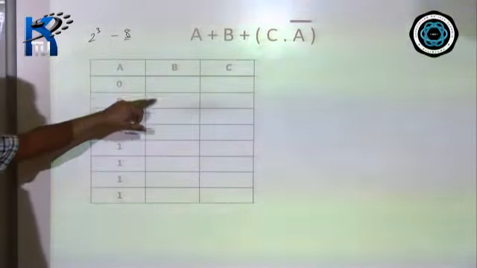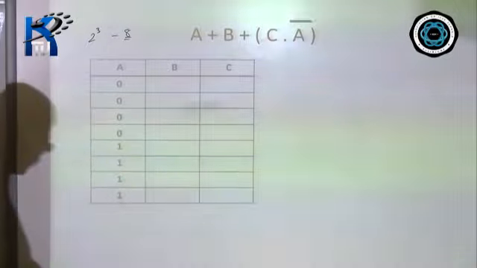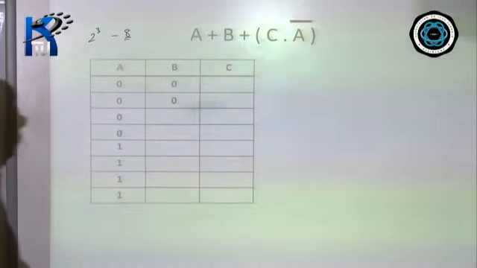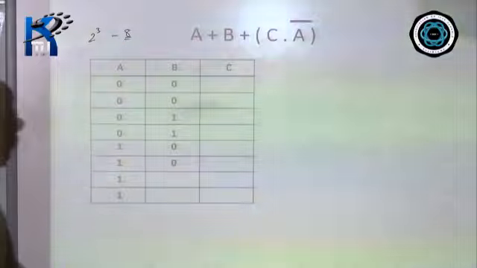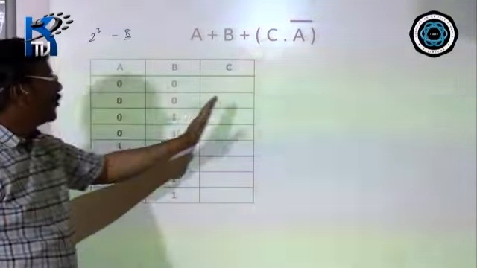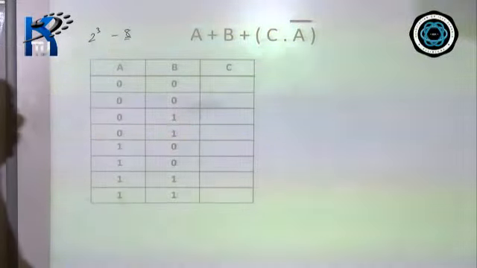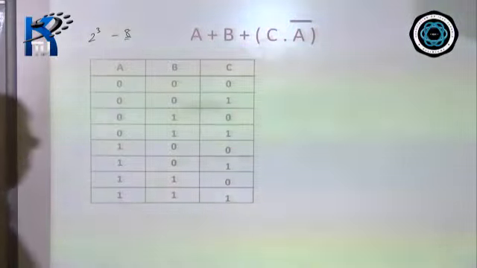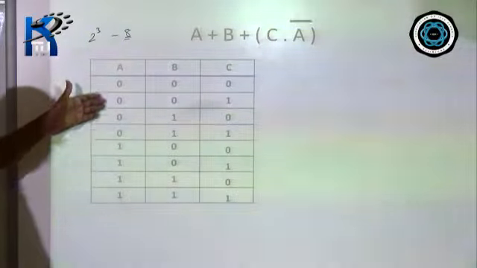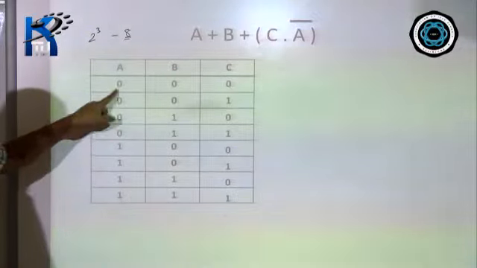In B we will have 2 zeros, 2 1s, 2 zeros, 2 1s. So 0 0, 1 1, 0 0, 1 1. Fine? And the literal on the extreme right will have alternating zeros and 1s. So C will be 0 1, 0 1, 0 1, 0 1. Fine? Now if you look at these combinations, there is no repetition.